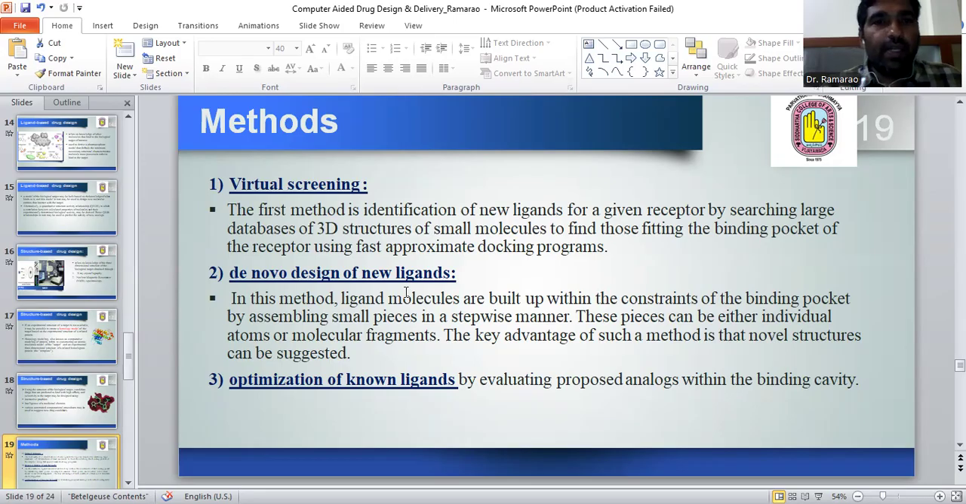Now, de novo design of new ligands. In this method, ligand molecules are built within the constraints of the binding pocket by self-assembling small pieces in a stepwise manner. These pieces can be either individual atoms or molecular fragments. The main advantage of the method is that novel structures can be suggested, meaning novel molecules can be suggested. Now, the third one is optimization of known ligands. This can be evaluated by proposing analogs with the binding activity.